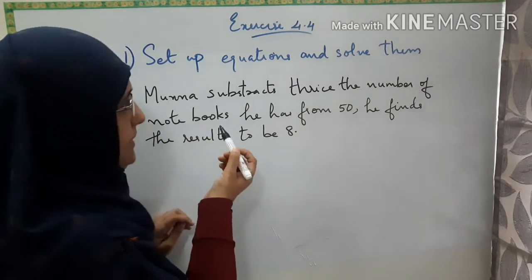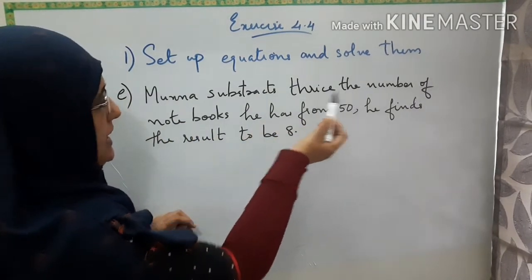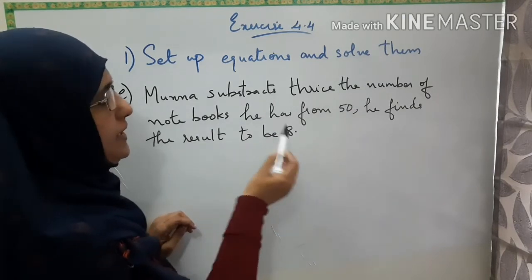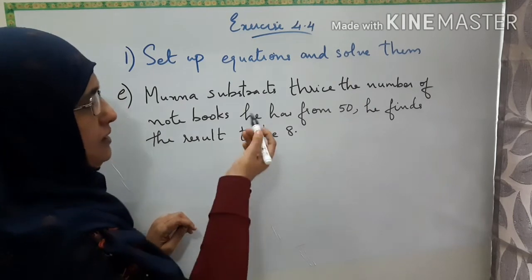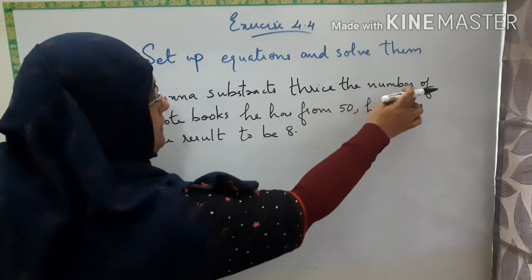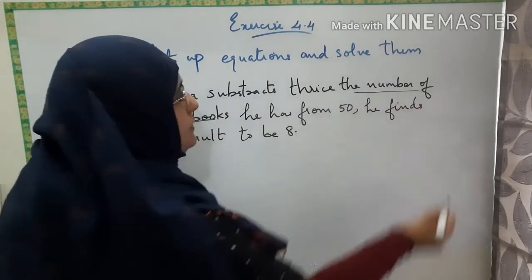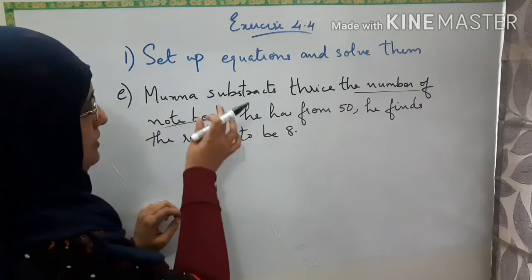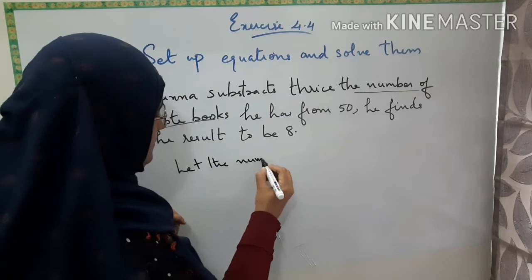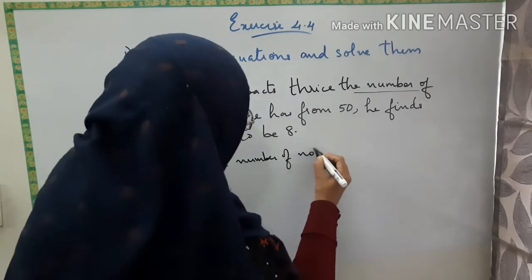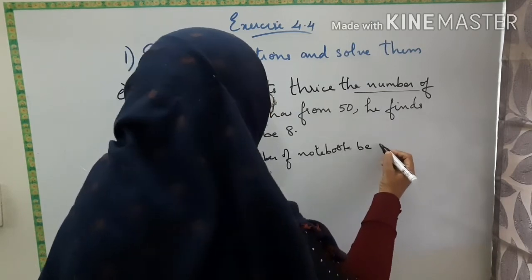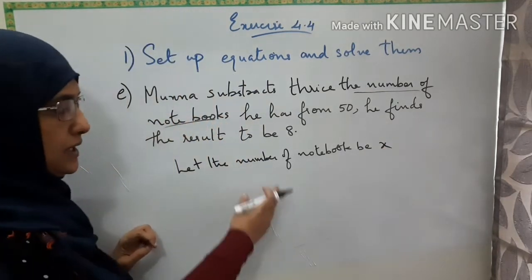Now next, Munna subtracts thrice the number of notebooks he has from 50. He finds the result to be 8. So what do I have to find here? He subtracts thrice the number of notebooks. That number of notebooks you have to find. So what will you take? Let the number of notebooks be x.